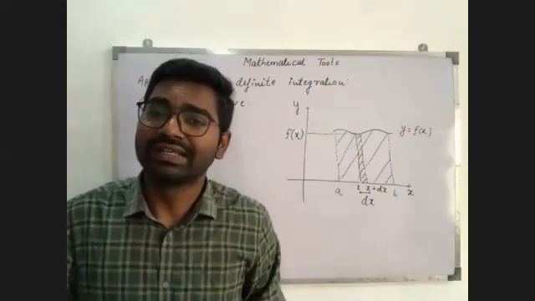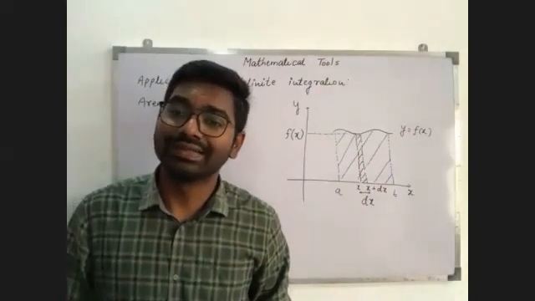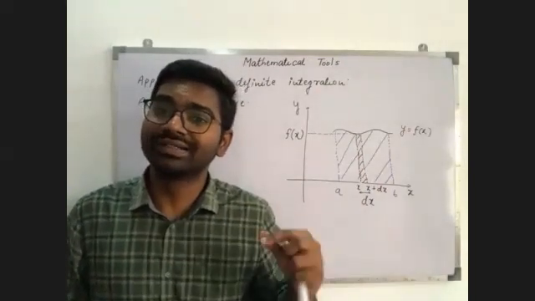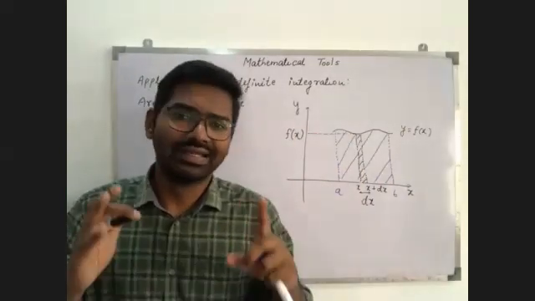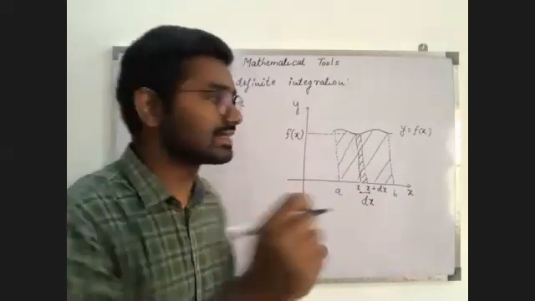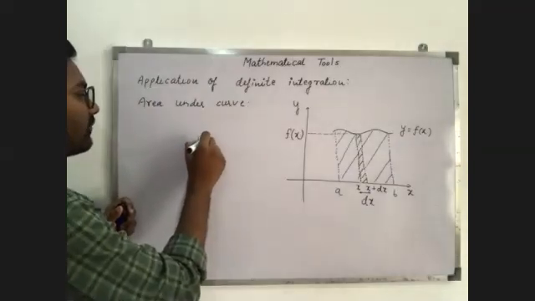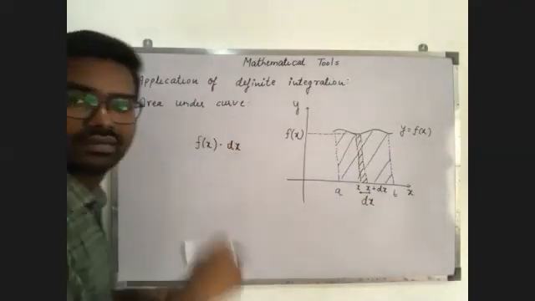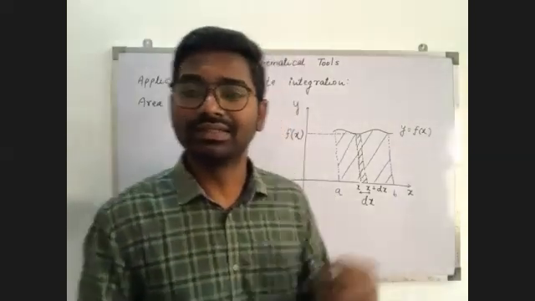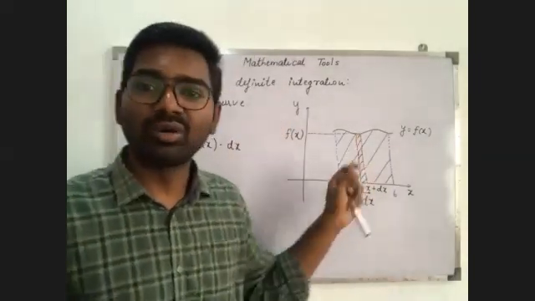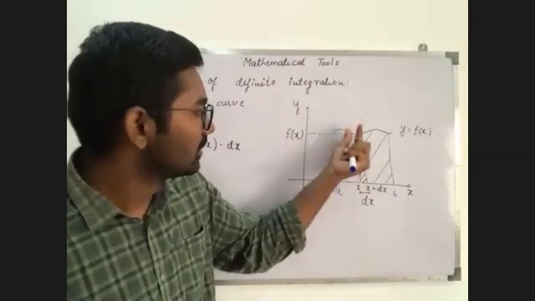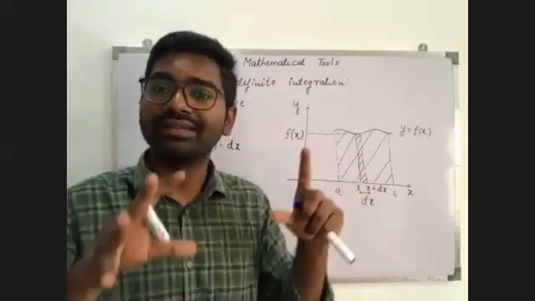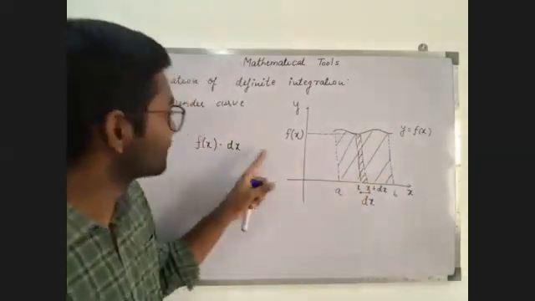What is the area of a rectangle if width is dx and length is f(x)? Length into breadth. Means can I say that it is nothing but f(x) into dx? Is it right? Can I say f(x) dx? This is the area of this small strip. This thin strip that I have taken is going to have area f(x) dx.